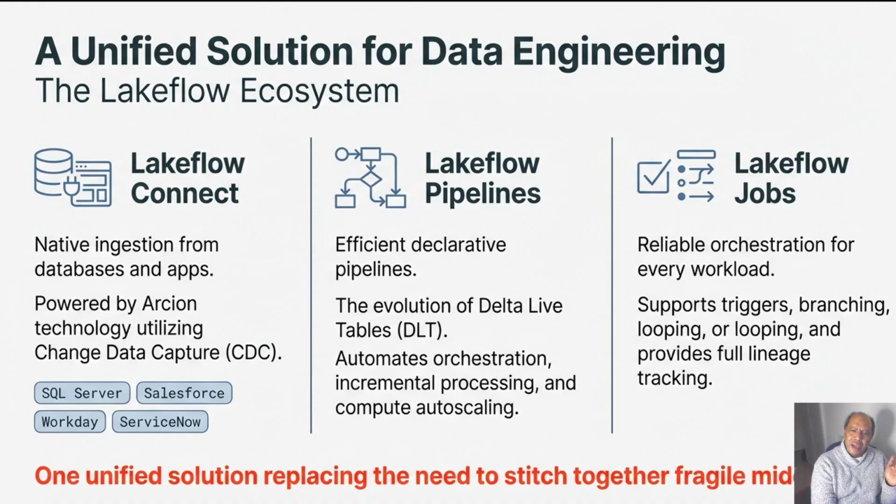The key takeaway points here are: Connect is native CDC-based ingestion from diverse sources, the pipeline is declarative transformation with automatic optimization, and the jobs is comprehensive orchestration with lineage tracking. It eliminates the need for multiple point solutions.